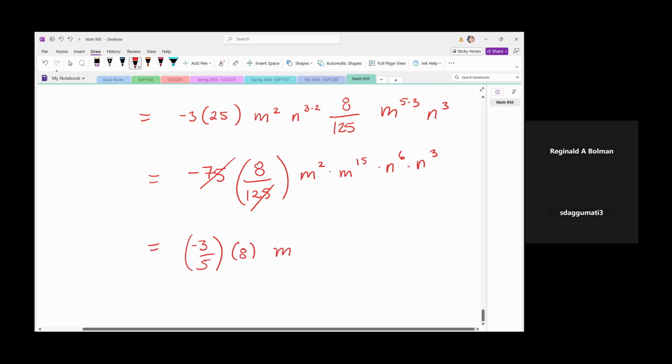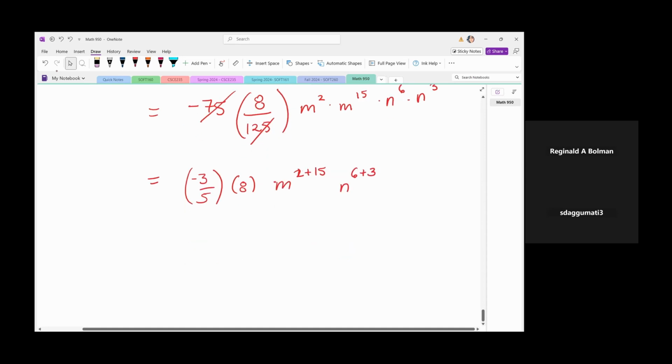M to the 2nd times m to the 15 is going to be m to the 2 plus 15. And n to the 6 times n to the 3rd is going to be n to the 6 plus 3. Negative and positive is negative. 8 times 3, 8, 16, 24. So you'll have -24 over 5, m to the 17th, n to the 9.